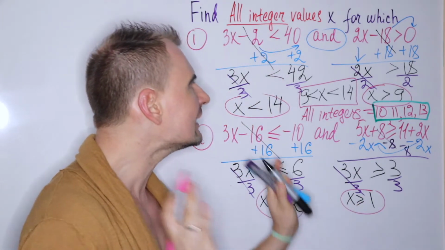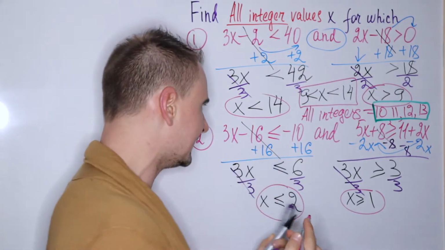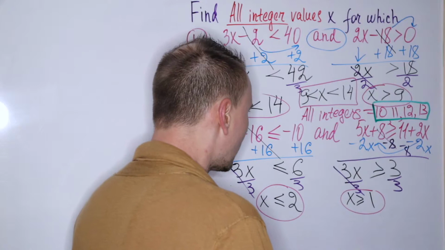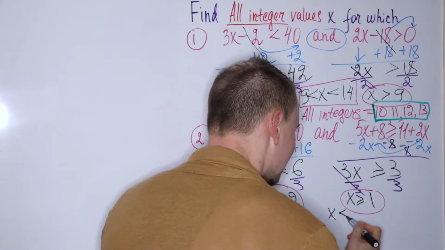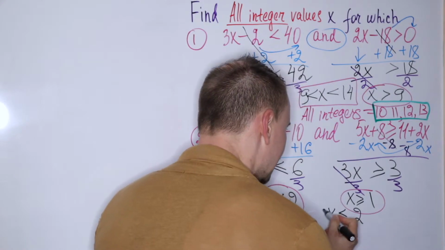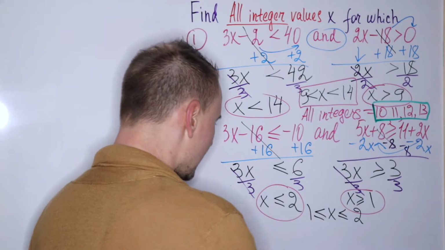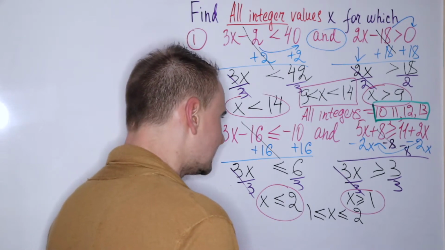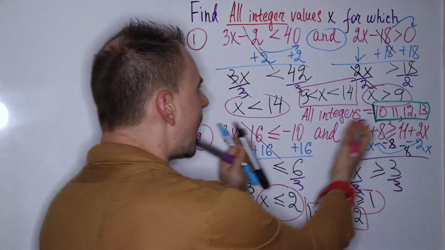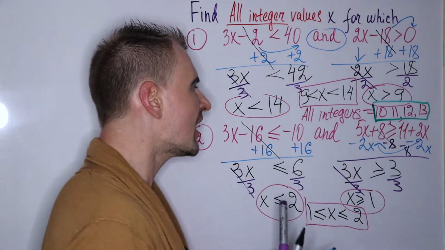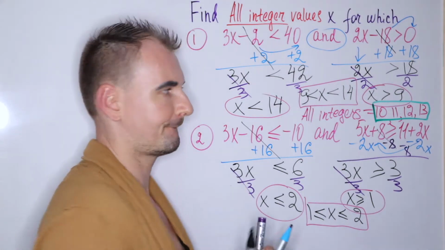Now, likewise, like what I did before, I want to join them into one solution set. So all x's are less than or equal to 2 and greater than or equal to 1. This is going to be the solution set for this compound inequality with this conjunction.